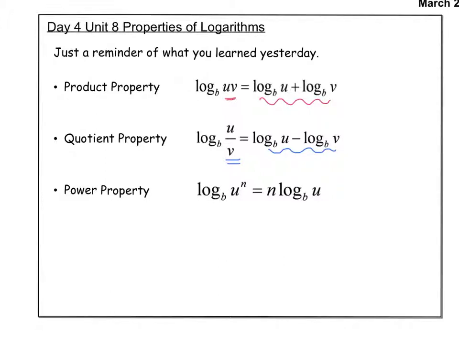And then if there's a power like this, we can take that little power and move it out front, and it ends up as n log base b of u. So that's just a reminder of what you looked at yesterday.